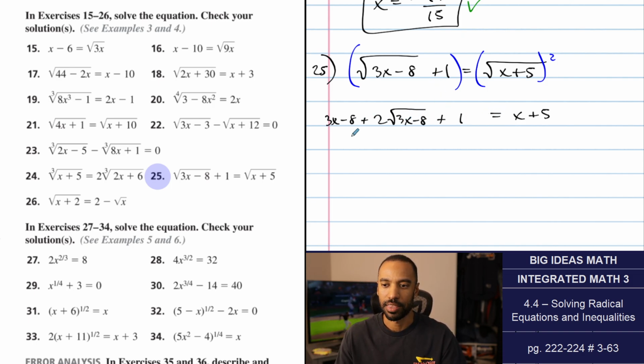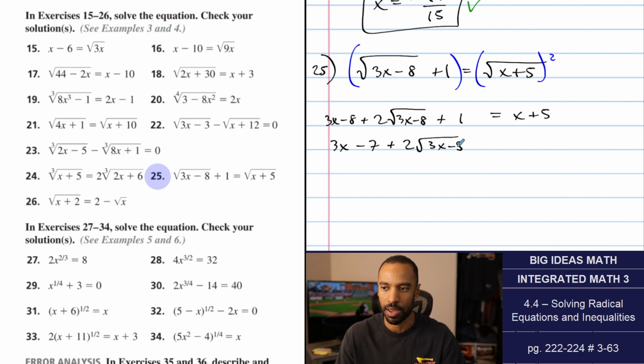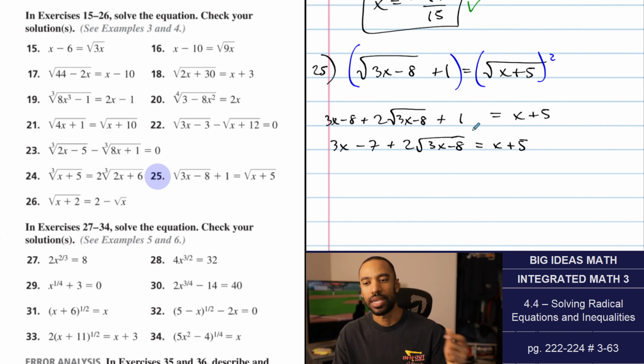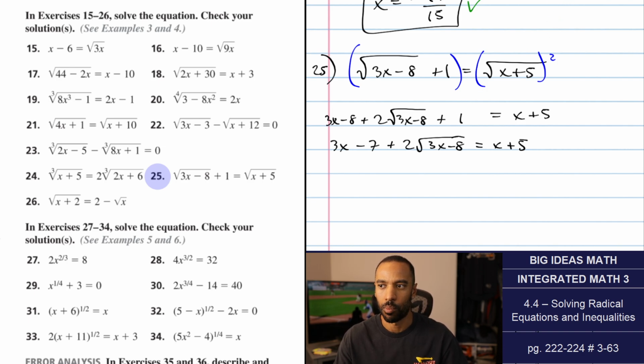Anyway, I want to simplify this stuff before I move on. Negative 8 plus 1 is negative 7. So I have 3x minus 7 plus 2 times the square root of 3x minus 8 equals x plus 5. That's still a lot, but we have accomplished something. We got rid of one of our radicals. Now we still have one more radical to go. Let's get this one isolated now. It's going to take a few steps, but we'll get there.